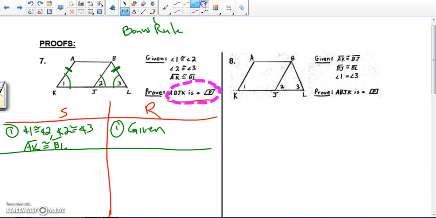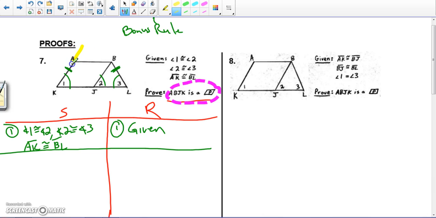All right, so we know a lot of stuff here. And I'll tell you what I see first. I know 1 is congruent to 2, 2 is congruent to 3, and that would make 1 congruent to 3. What I see there kind of looks like an isosceles trapezoid, which is not what we're trying to prove. So I'm going to kind of avoid that for now. But here's what I see right off the bat. I see angle 1 congruent to angle 2.